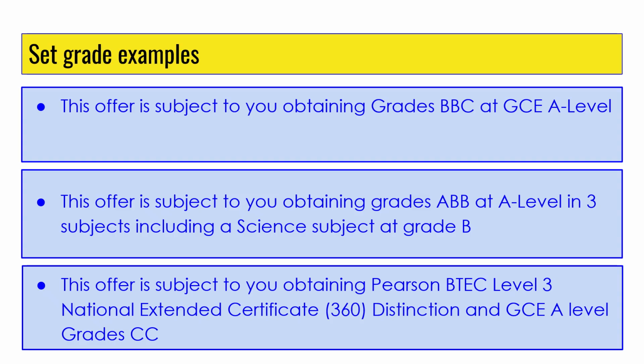It may be that you're studying a mix of qualifications. So for example, if you're studying a BTEC and 2 A levels alongside that, it may be that you need to achieve a distinction or a merit or a particular grade in your BTEC, and alongside that, particular grades in your A levels. In this case, 2 Cs.